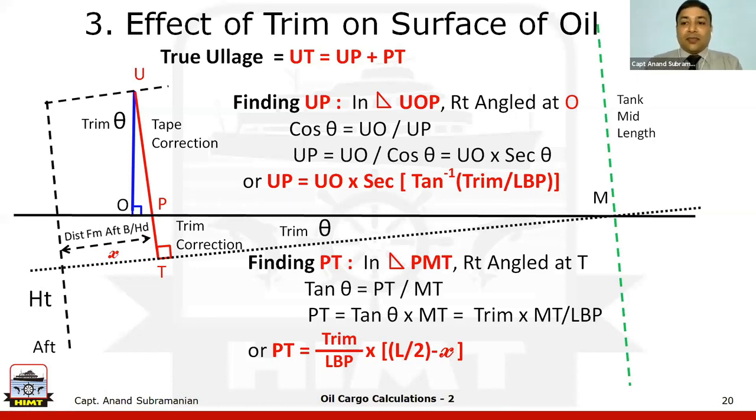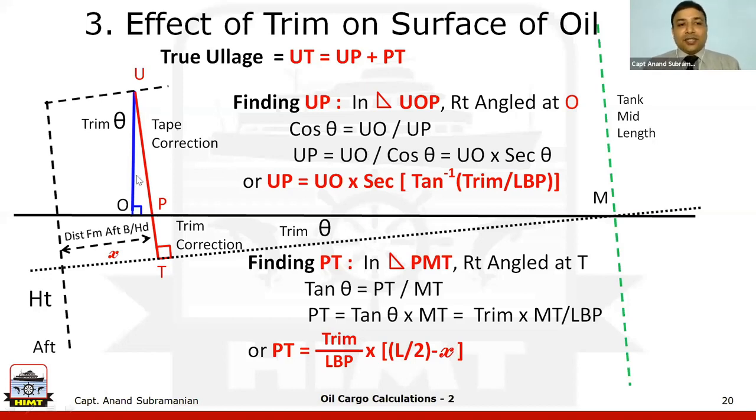Captain Anand Subramaniam, sir. Yes. One of the questions raised by participant Mr. Sambat Kumar Elangovan is: is the value of X in the UT formula the distance of the sounding pipe from the bulkhead? Yeah, the distance of the sounding pipe from the aft bulkhead. Correct. That is the offset. That is the distance from the aft bulkhead. Thank you, sir. Okay, so let's go on.